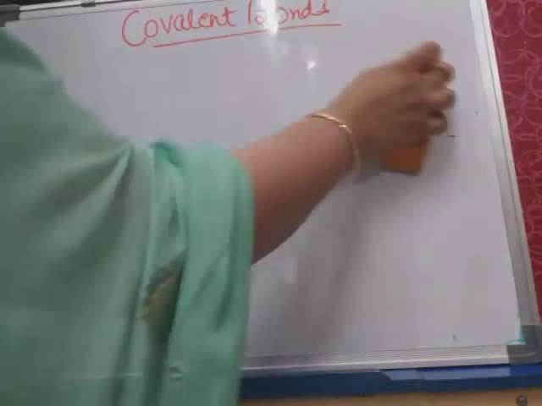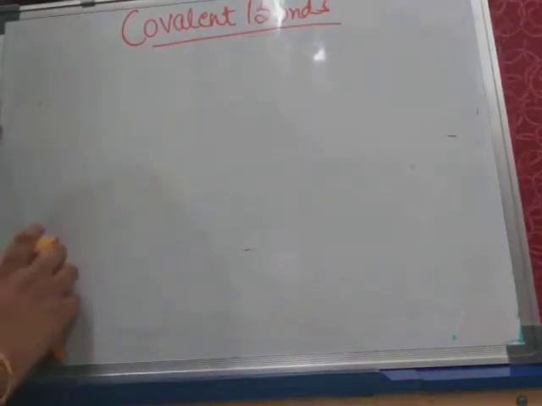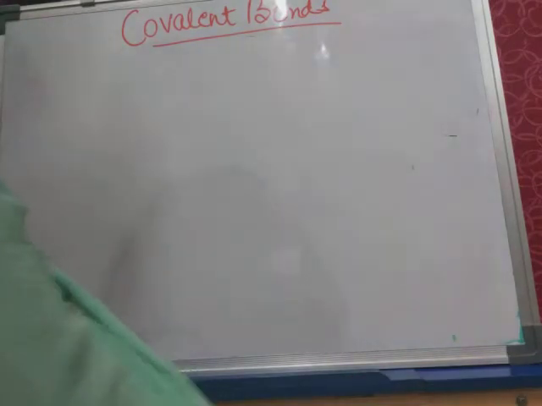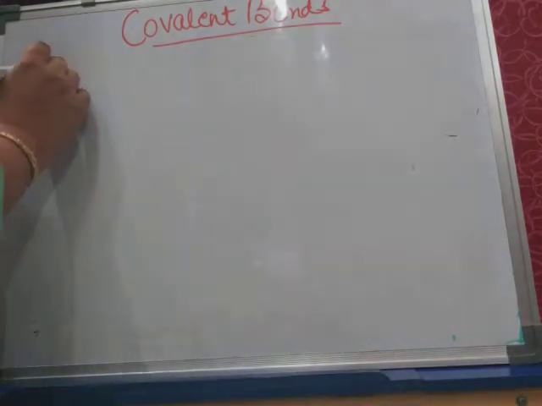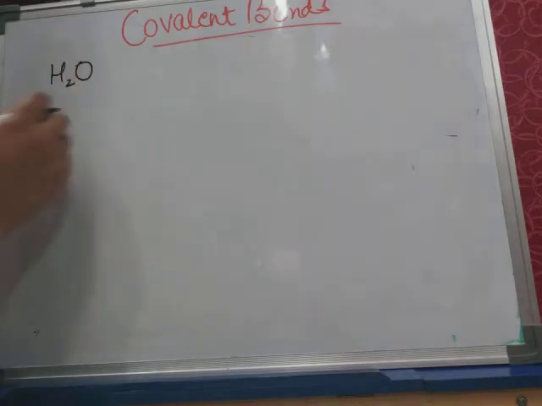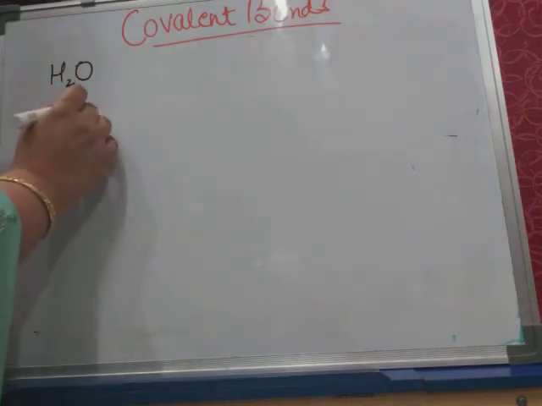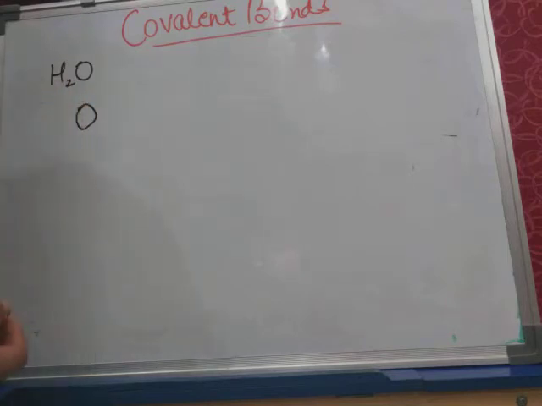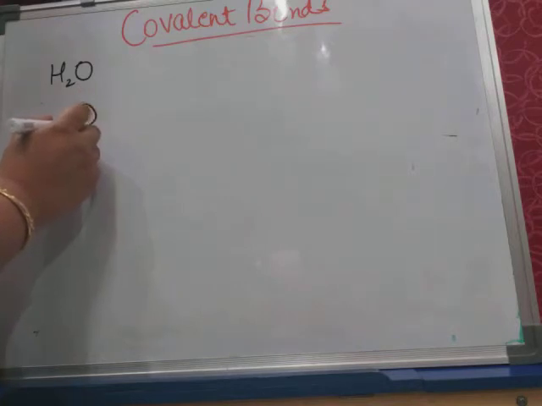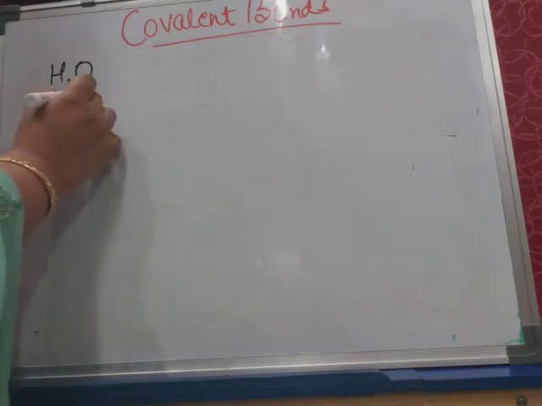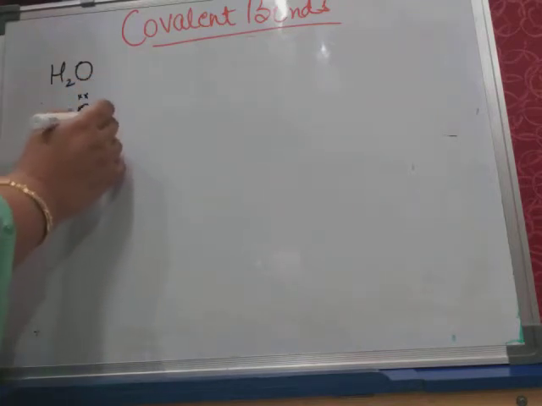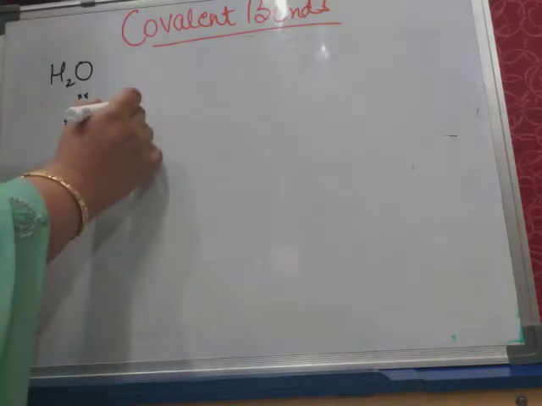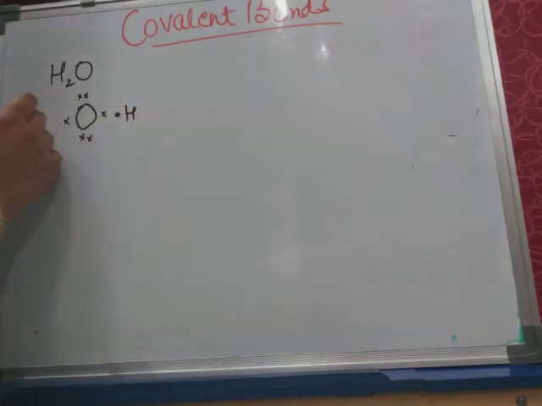Water, ammonia, carbon tetrachloride, all these are covalent compounds. See, if we talk about water, H2O, 2 hydrogen atoms are there and 1 oxygen atom is present over here. Oxygen has electronic configuration 2, 6: 1, 2, 3, 4, 5, 6. And each hydrogen atom will have 1 electron.